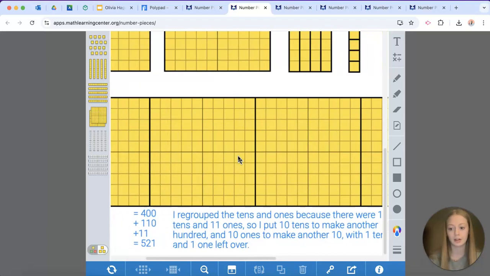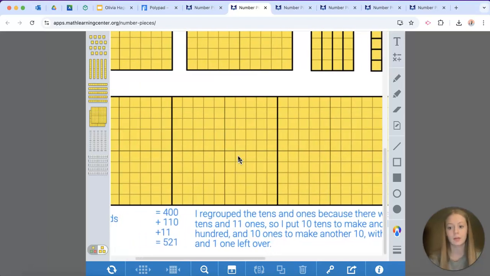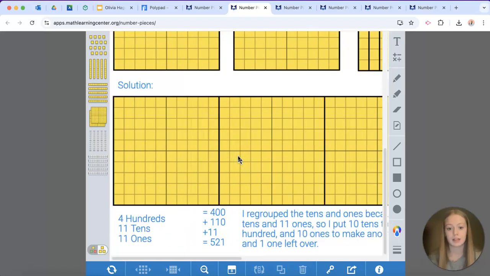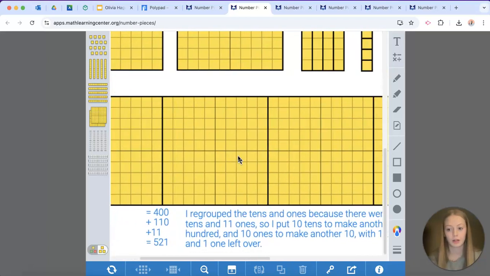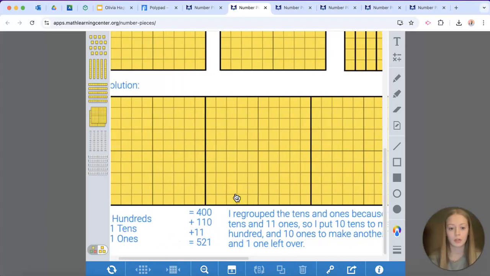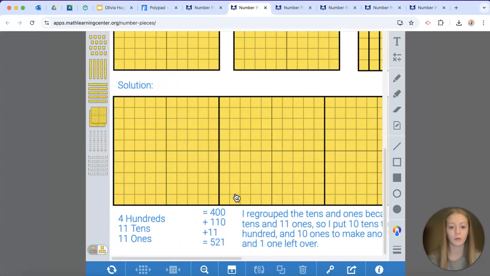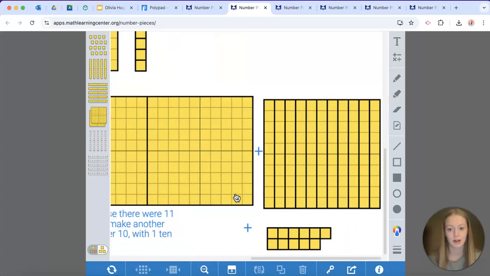So again, I had to regroup the 10s and the 1s because 10 10s make another 100, and then 10 1s you get 110, and you're left over with another 1 and a 10 from the previous one. So when you get all that, it's 400 plus 110 plus 11. I got 521 as my final answer for that one.